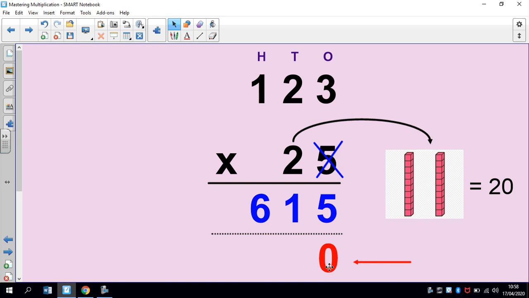But first we need to do a really, really important step. We need to put a 0 here, because our answer is going to be 10 times bigger than it would be if we were multiplying 123 by 2. We've got to make sure that our answer is already lined up to be 10 times bigger. In other words, plonk that 0 right there, and it will help you out later on, and you'll see.